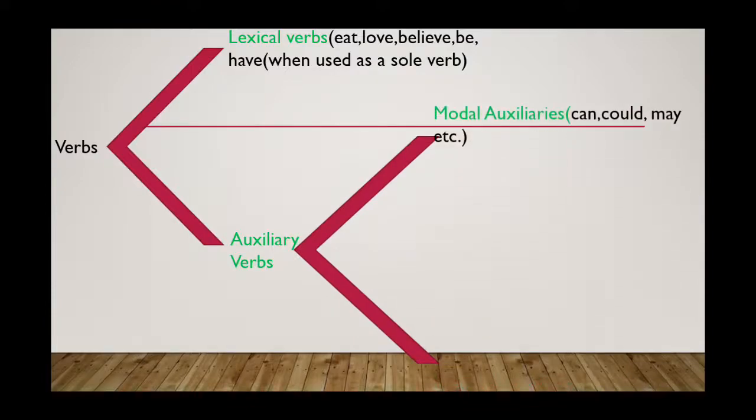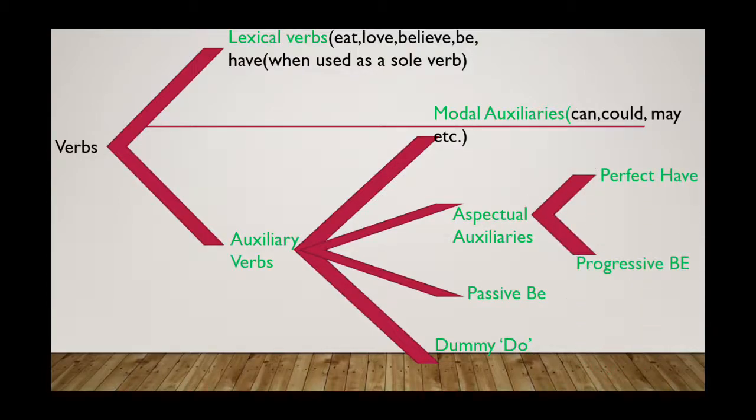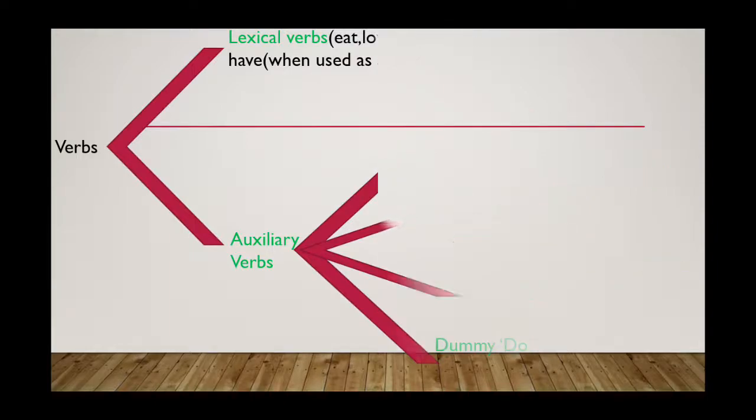Actually, auxiliary verbs are divided into four categories. First is modal auxiliaries, for example, can, could, may, will, shall. Second category is aspectual auxiliaries. Third is passive be. Fourth is dummy do. Under aspectual auxiliaries, we have perfect have and progressive be. Now we will talk about them one by one and define them one by one.